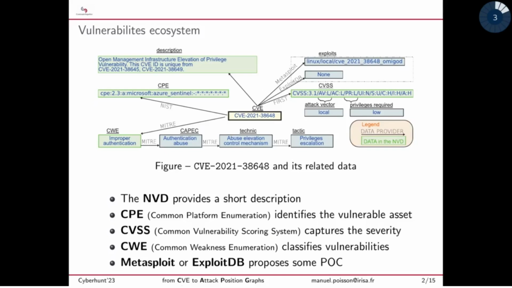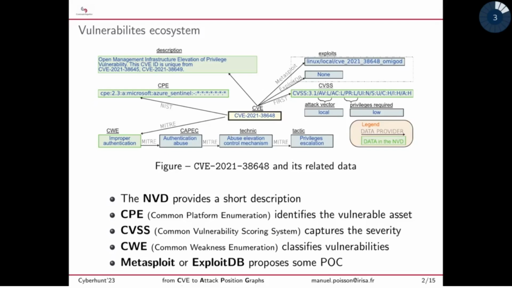We have the CWE related to the vulnerability. This is the general weakness that relates to the vulnerability. And we can follow MITRE links to have a bigger overview at different scales. So we can have the attack pattern, the attack technique, and even the attack tactic that is related to the vulnerability.